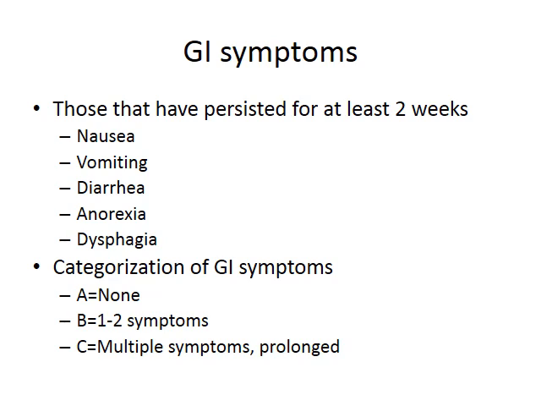GI symptoms that have been persistent for the past 2 weeks are also recorded. Patients are asked, have they had nausea, vomiting, diarrhea, anorexia, or dysphagia that may have impacted their ability to tolerate PO? Categorization of GI symptoms is either A, there are no GI symptoms, B, 1 to 2 GI symptoms have been present for the past 2 weeks, or C, multiple symptoms have been present for longer than 2 weeks.